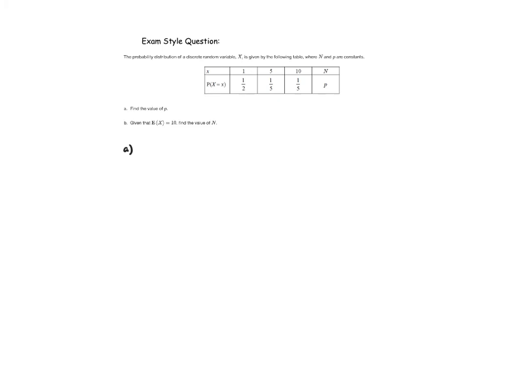Well, I know that the sum of each of my individual probabilities should add to 1. So 1/2 and 1/5 and 1/5 and P should add to 1. Okay, so that's 5/10 plus 4/10 plus P equals 1. So that's 9/10 plus P equals 1. Therefore, P is equal to 1/10.